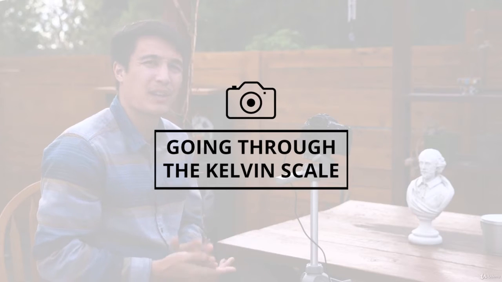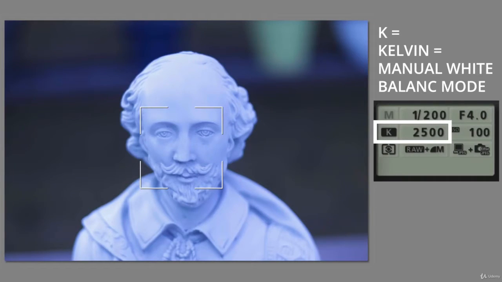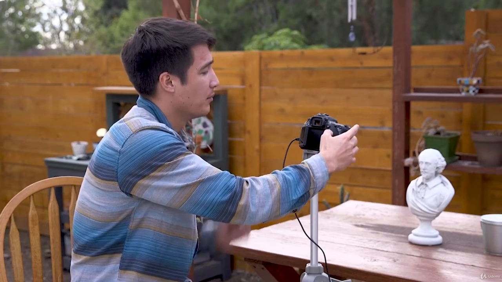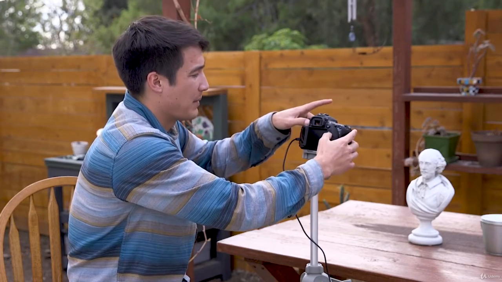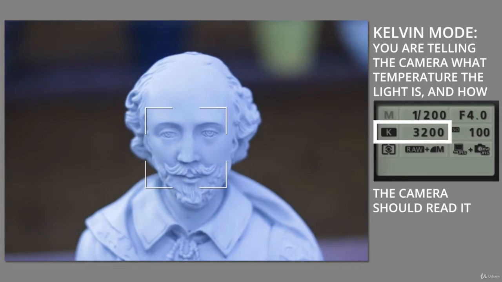So now we're going to go through the Kelvin scale and show you the difference actually through the camera. So currently we're set at 2500 Kelvin, and you can see that because we're outdoors, where typically you're closer to 5600 Kelvin, it's very blue. Let's go ahead and move up in the Kelvin scale with our white balance. So we're at 2500 and let's go up to 3200.